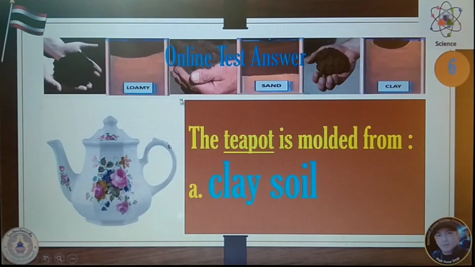Online test answer number 6. The teapot is molded from A. Clay soil.